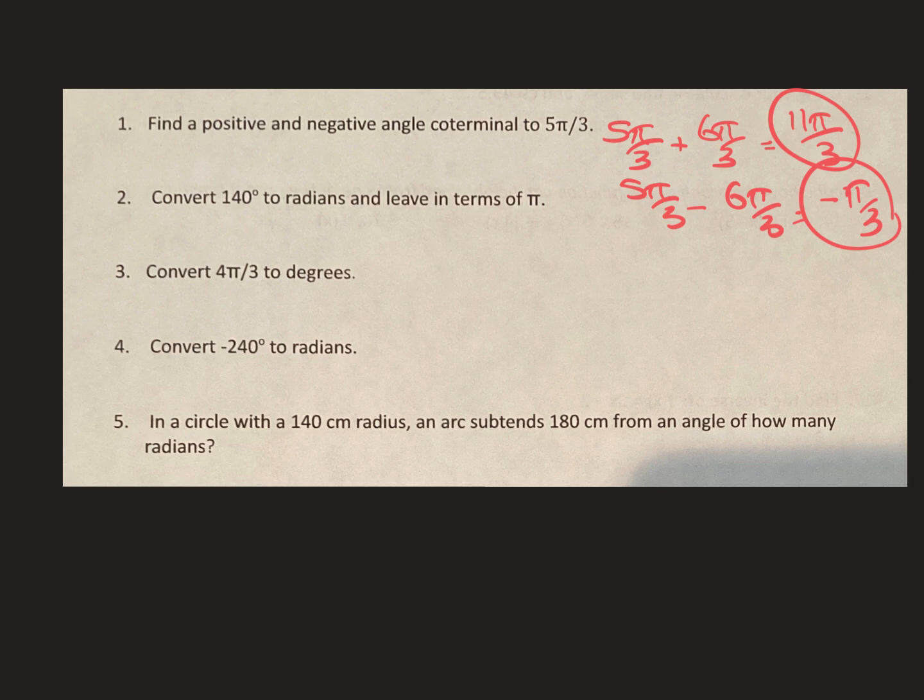But this one says convert 140 to radians, leave in terms of pi. So when we do this, we're going to take the 140, divide it by 180, put a pi with it. Just reduce that fraction. You can do that on a calculator. You can punch 140 over 180. Reduce it, you're going to get 7/9, so it's really 7 pi over 9.